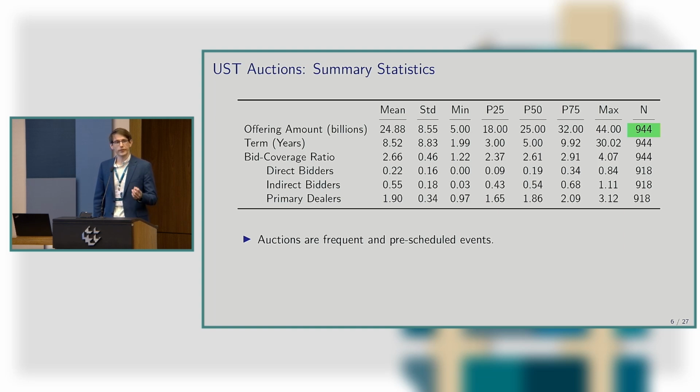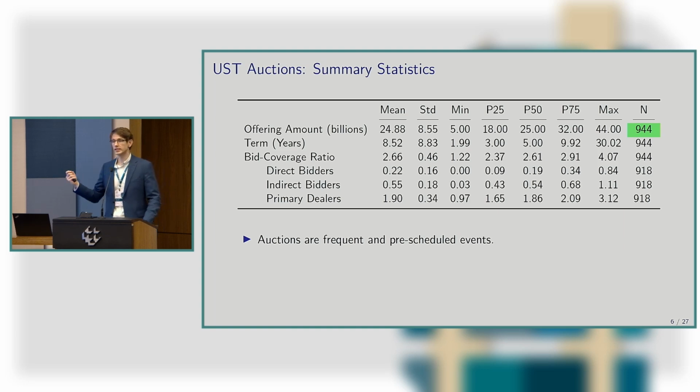These auctions are kind of cool, and I want to spend a minute on why we think it's a quasi-natural setup to test our theory. They're frequent and pre-scheduled events, so everyone knows when they are taking place. In contrast to FOMC announcements, where everyone also knows when they are taking place, auctions are really frequent. FOMC meetings happen 8 times a year, at least the scheduled ones, right? In the auction space we have auctions almost every week, in particular in more recent years, which means we have a pretty big sample we can work with, right?